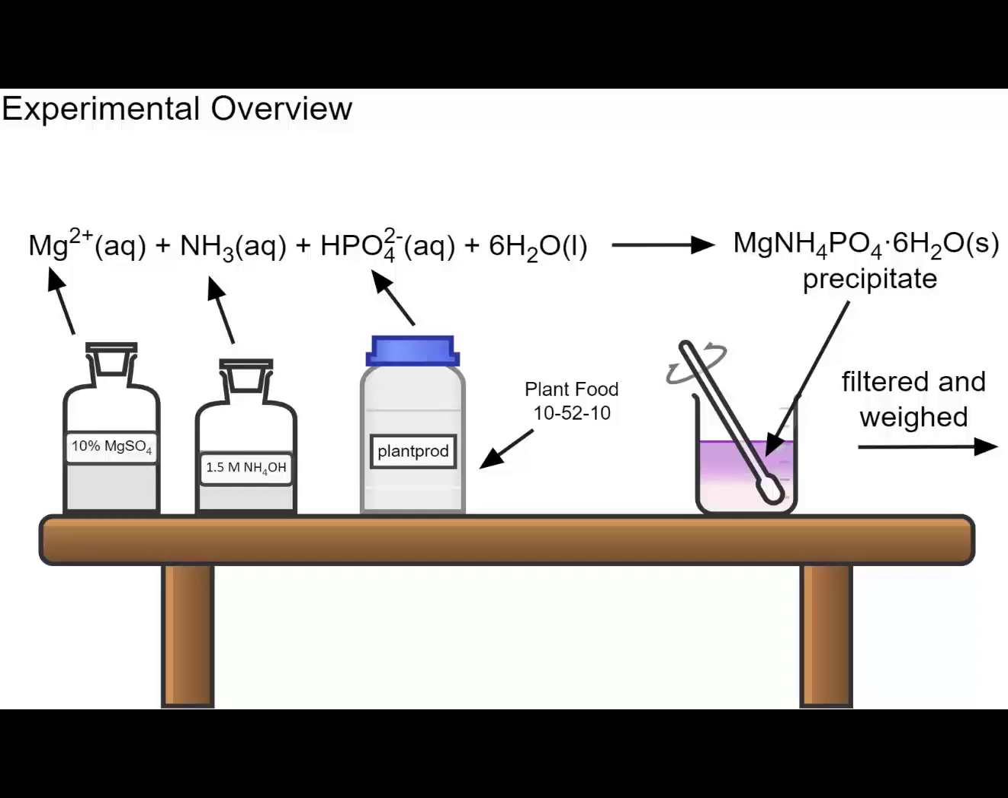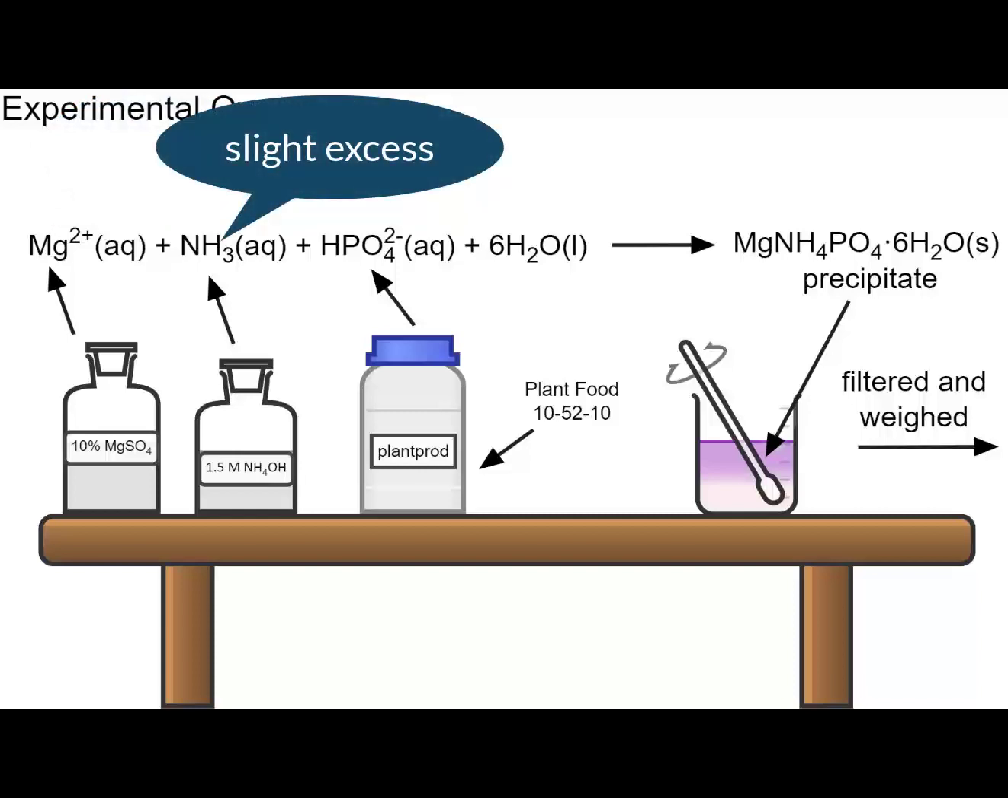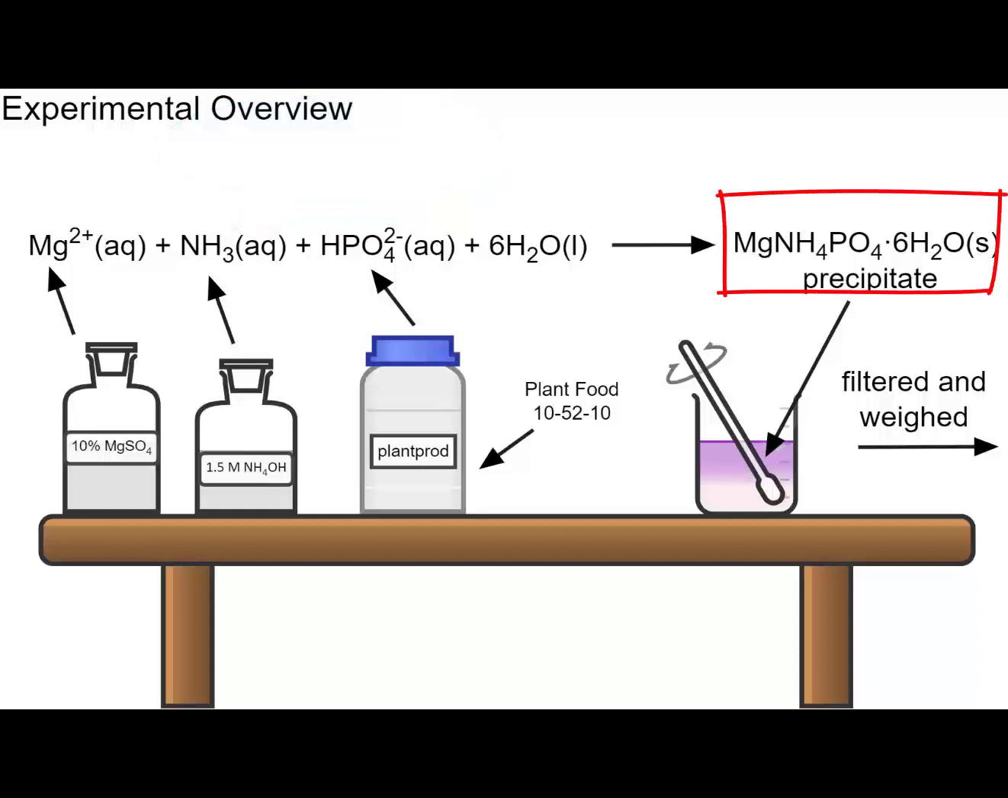This diagram provides an overview of the experimental approach. A defined mass of plant food containing P2O5, diphosphorus pentoxide, is dissolved in water, which essentially results in the aqueous hydrogen phosphate anion. This anion reacts with an excess of aqueous magnesium 2+ from 10% magnesium sulfate and a slight excess of aqueous ammonia to produce the magnesium ammonium phosphate hexahydrate precipitate.